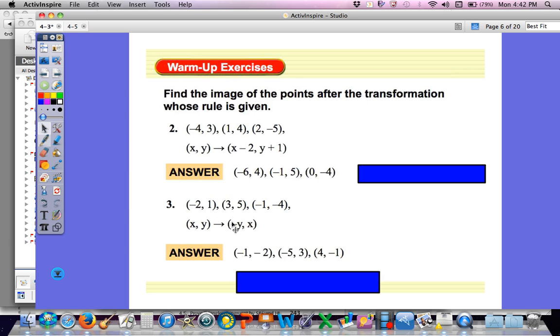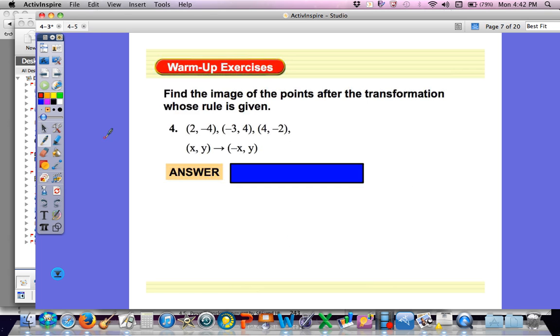So look at that. Negative 1, and what was your x becomes your y. It's a very different rule than what we did in class. So if you had 3, 5, the 5 becomes your negative y, becomes your x, and your x value becomes your y value. It's very different than what we did. And the last one, that's similar to what we did in class.